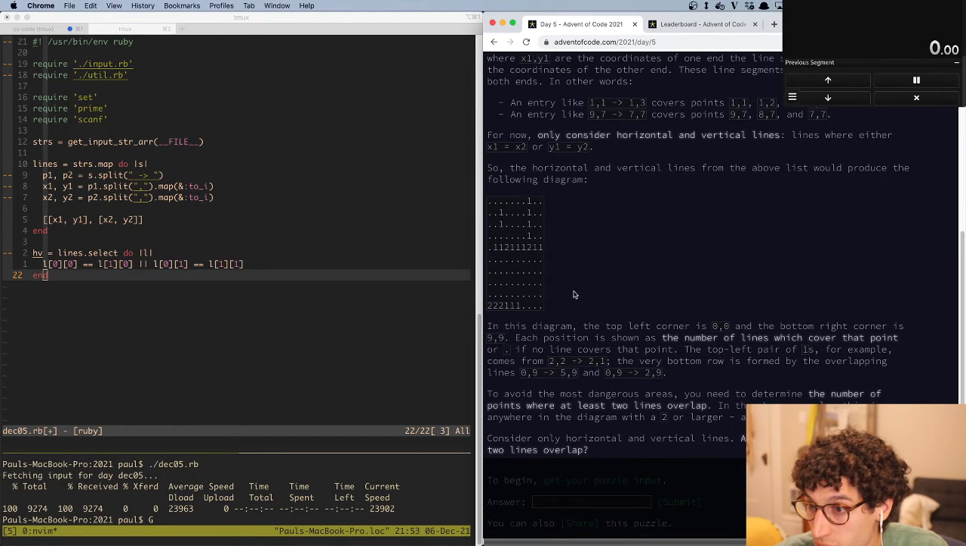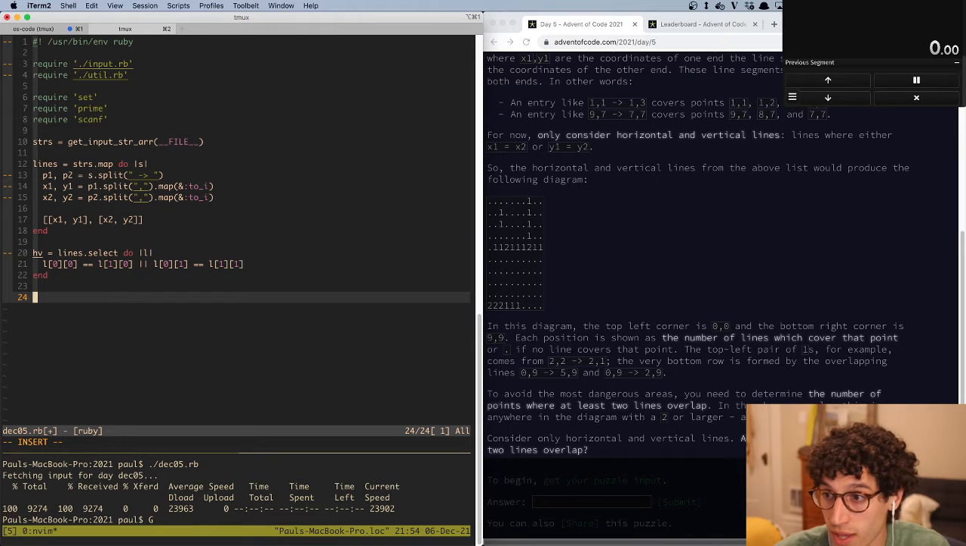All right, so there's our diagram. Top left corner is 0, 0. Bottom right corner is 9, 9. Each position is shown as the number of lines which cover that point. If no line covers that point, it's a dot. We need the number of points where at least 2 lines overlap.